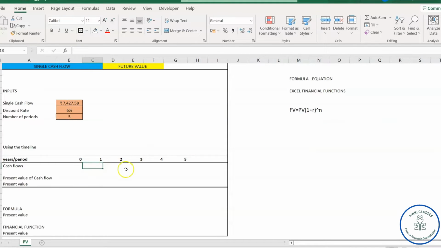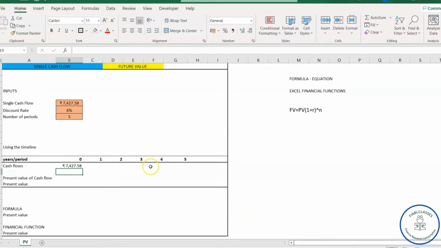Now here we have to determine the future value, right? So what is the future value? First we will be referring to the cash flow over here. Place your cursor in cell B18 and type equal to, and this is your present value. Refer to cell B8, the value that you give as input in the 0th period, so equal to B8, then enter.